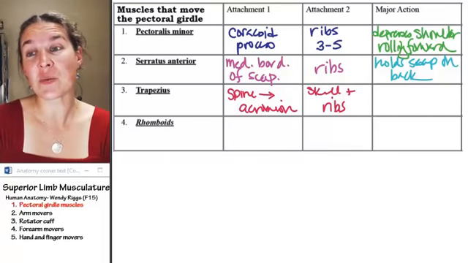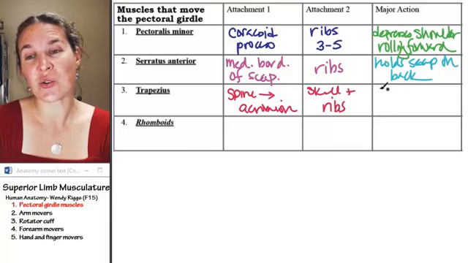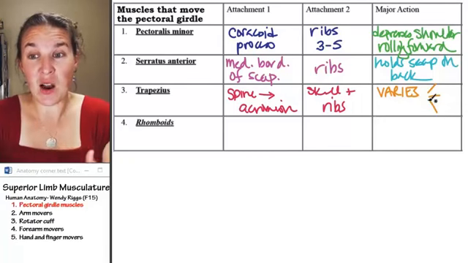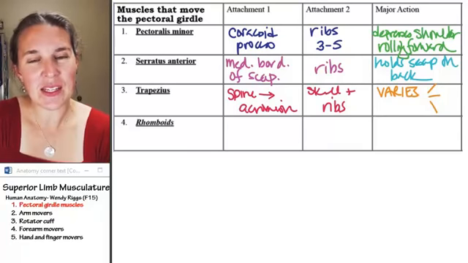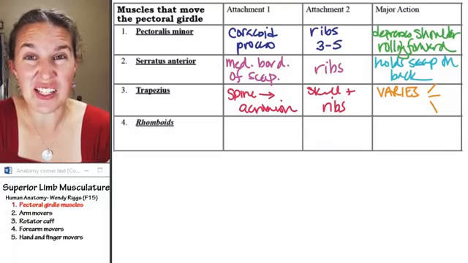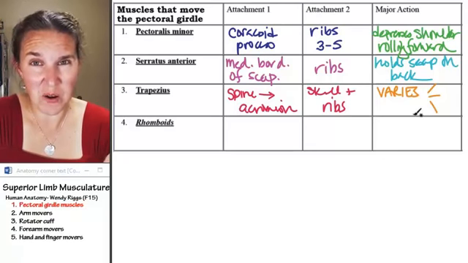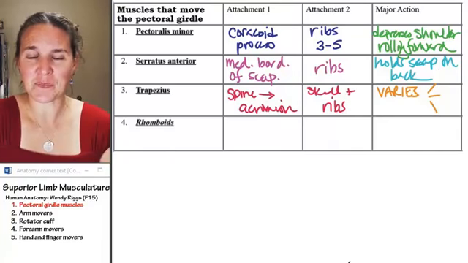And you know what? Here's what I'm going to say about the action. Let's just do varies. And that's because you can visualize. We're going to elevate, we're going to adduct, and we're going to depress, depending on which fibers we're talking about. You look at the fibers, and you can figure out the action just by looking at the fibers. You don't really have to memorize actions. In fact, I don't really recommend it.